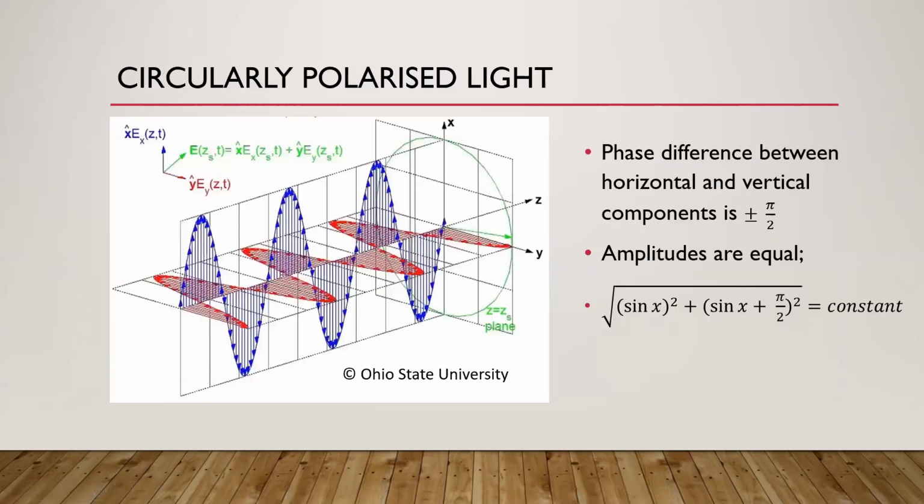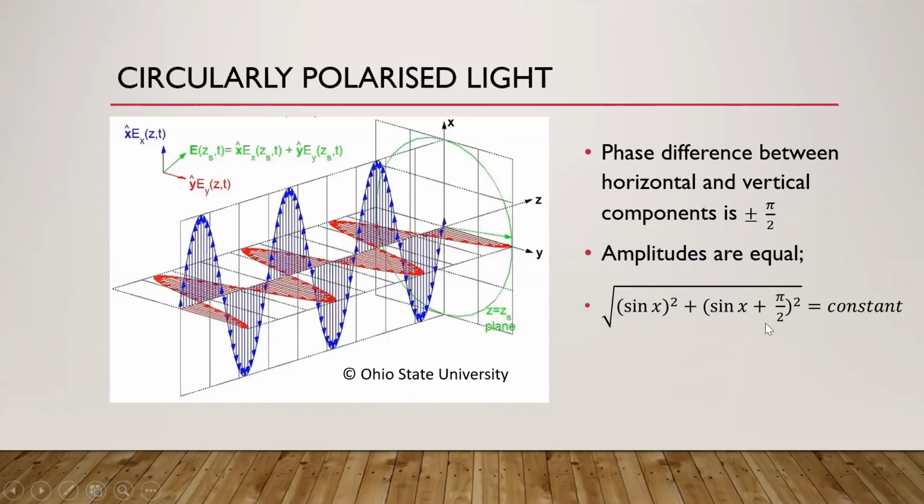Circularly polarized then is kind of an interesting one. So this occurs where the horizontal and vertical components are out of phase by plus or minus pi over 2. So we've got a phase difference of plus or minus pi over 2. And what we find when we look at that is that the amplitude of the resulting vector at any point along the waveform, we determine just using Pythagoras. So it's the square root of the sum of the squares of the amplitudes of the vertical and horizontal components.